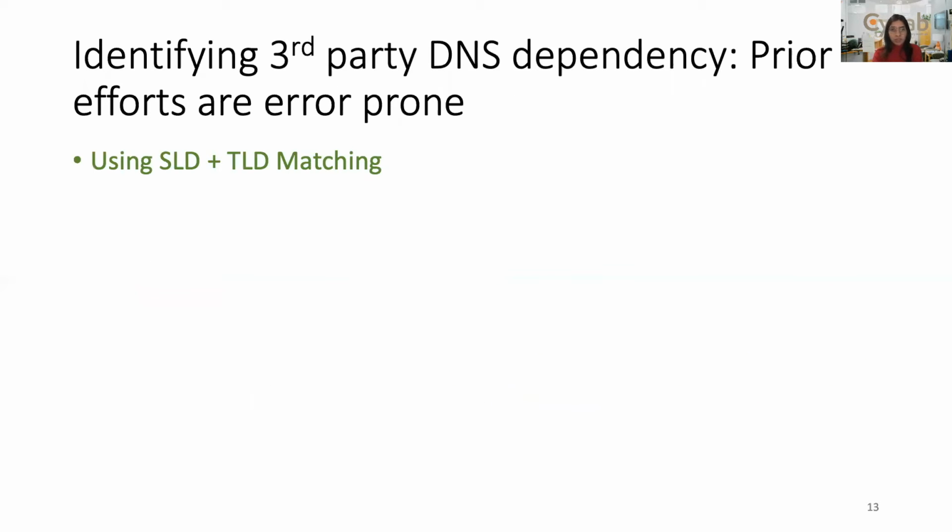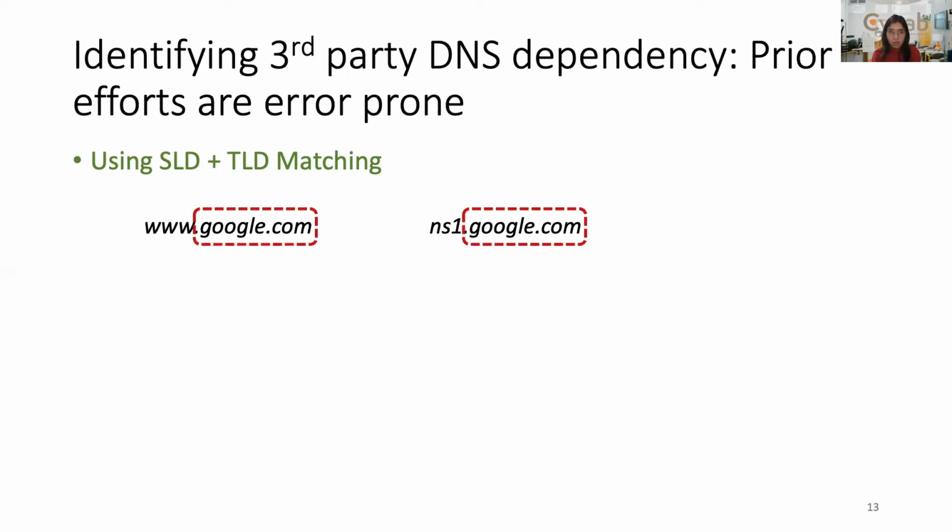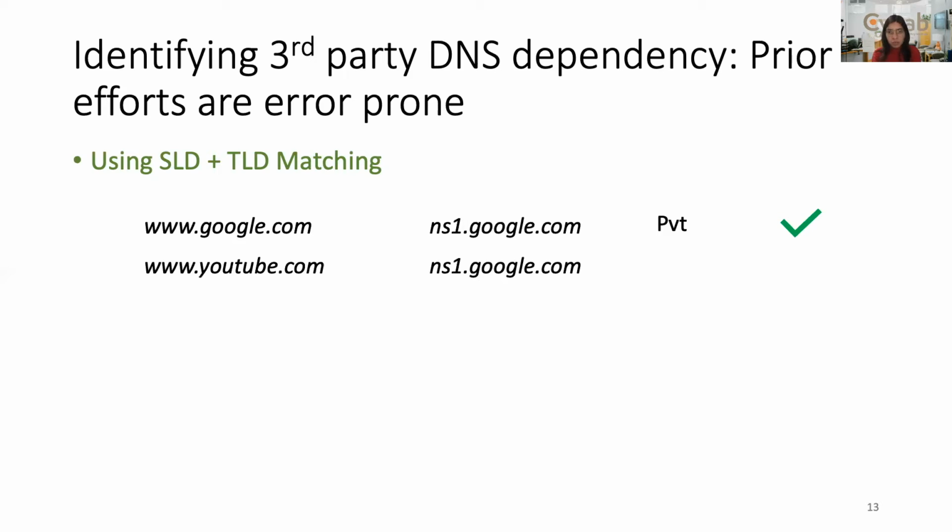To identify third-party name servers, prior work looks at the second level and top level domains of the name server and the website. If they match, then the name server is private, otherwise third party. For example, here in the case of Google, its name server also has the same second and top level domain, google.com. Hence, it gets correctly classified as private. However, this fails in the case of YouTube, where the name server gets classified as third party when in fact it is not.